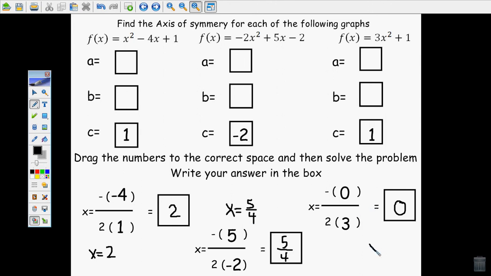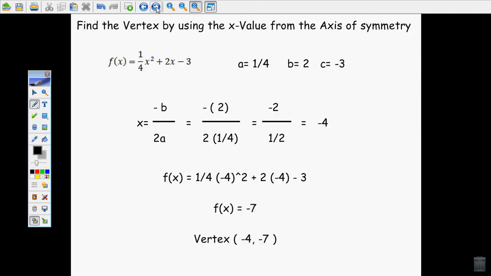Okay, and then the last one, x is equal to 0. And that one will just be the axis, and it will go through that. All right, that's how you find the axis of symmetry. Remember, the equation is negative b over 2a. Hope you wrote that down.